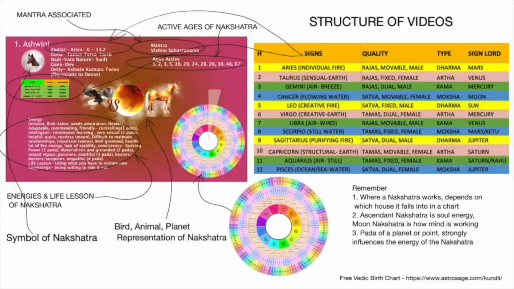In the little table there under the moon, we see the padas, which is the Dharma pada, which is the Artha pada, which is the Kama pada, and which is the Moksha pada. In the natal chart and in the Navamsha, both will be presented. So first of all, the main zodiac is there, and then the padas are also there.